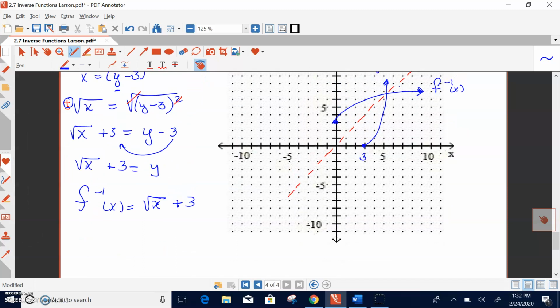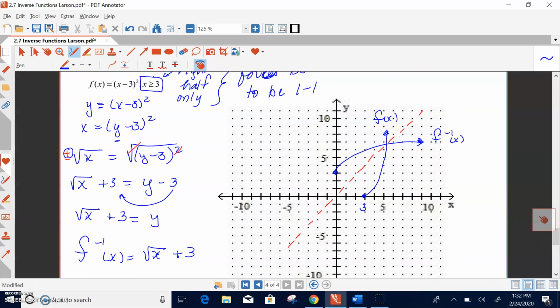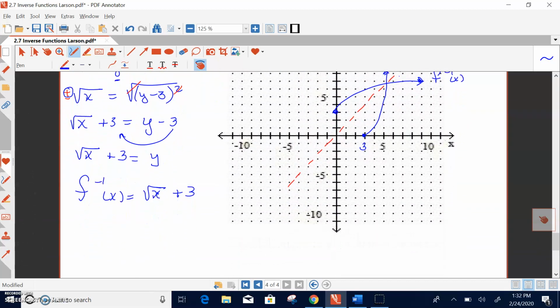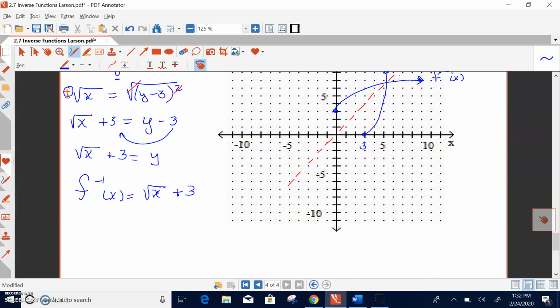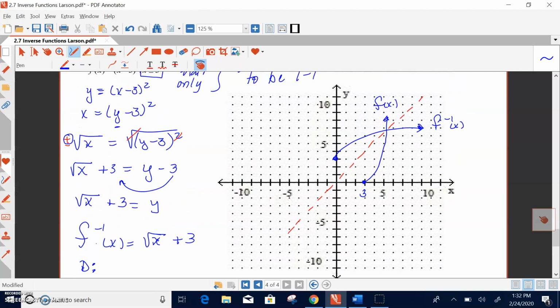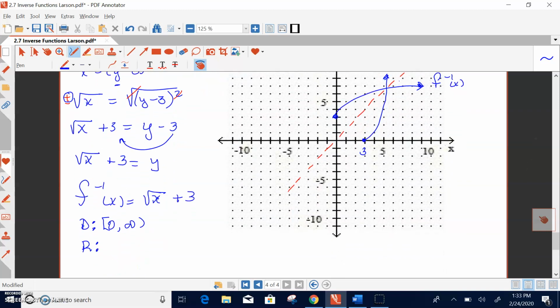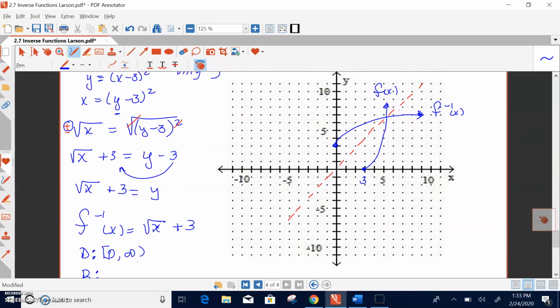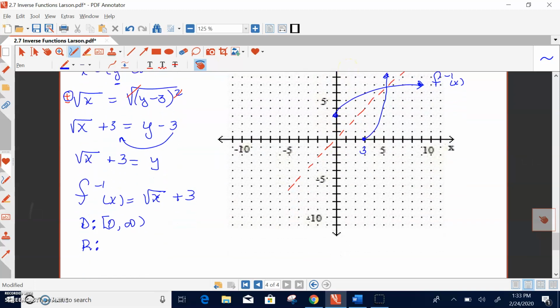The last part of this problem is to find the domain and range of both f and f inverse. Okay, so let's do that. Let's just do the inverse right here. Let's get his domain and his range. So remember, the inverse is this arcing shape. So the domain is going to be 0 to infinity. And the range is going to be, remember, bottom to top, 3 to infinity.